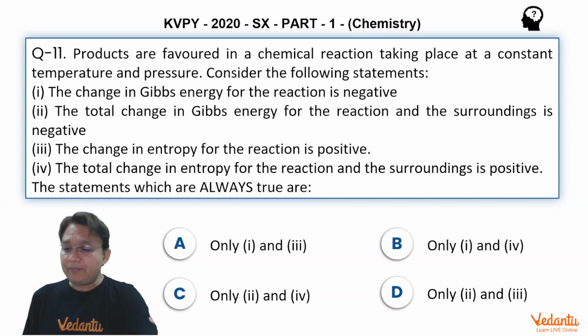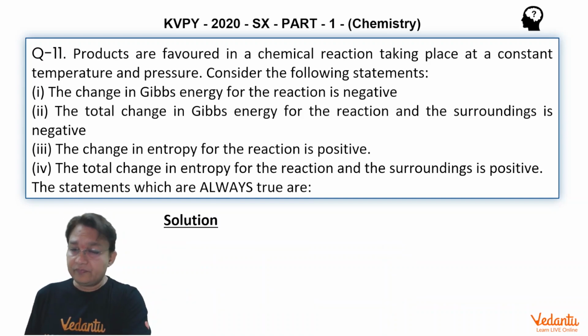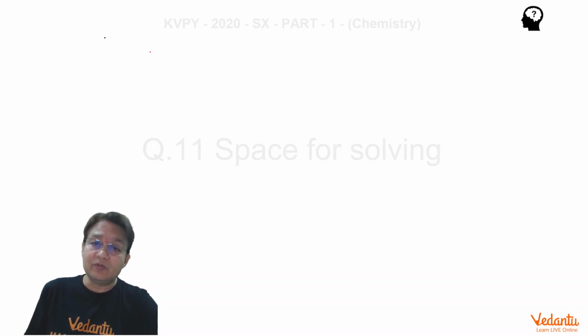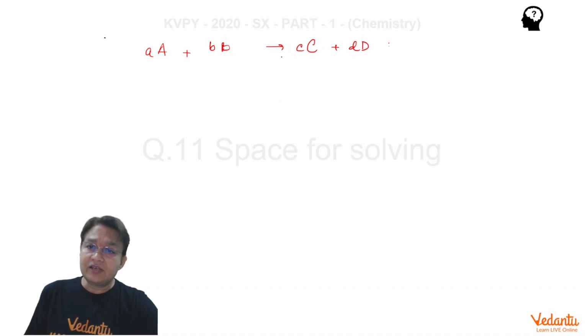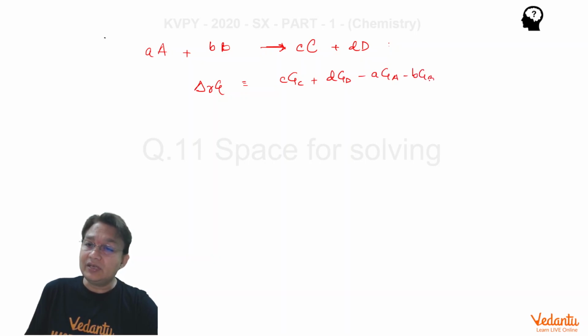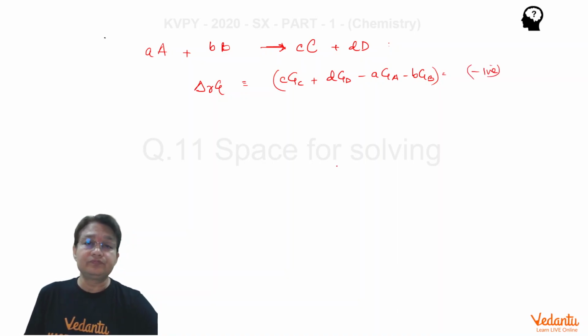Okay, so let us see what happens when a reaction goes to equilibrium. Suppose we have a simple reaction, a moles of A plus b moles of B changing into c moles of C plus d moles of D. When this reaction approaches equilibrium, the first thing is that delta rG, which equals c times Gc plus d times Gd minus a times Ga minus b times Gb, must be negative, or less than 0. Where Gc, Gd, Ga, Gb are the molar Gibbs functions of A, B, C, and D respectively.